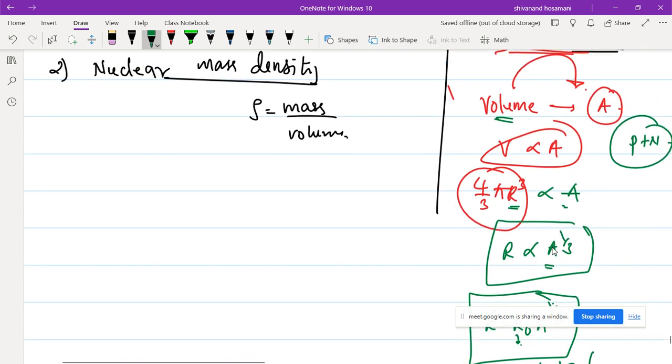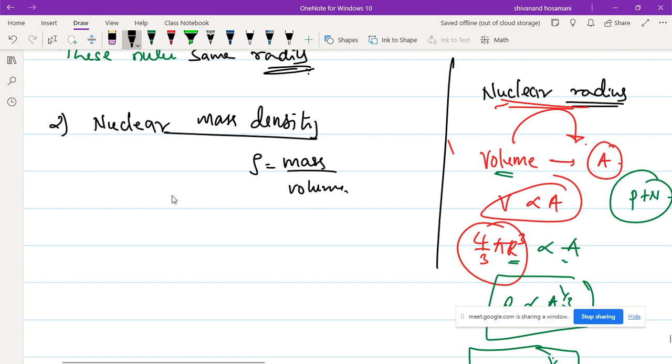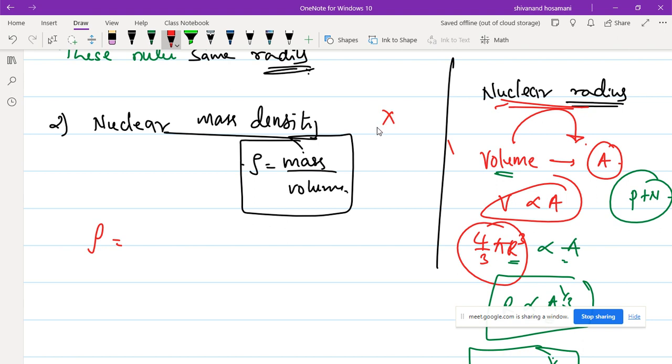Then nuclear density is defined as mass divided by volume, right? So if I define rho as the mass of the nucleus, take for example a nucleus X with atomic number Z and mass number A. The total mass is the number of protons plus the number of neutrons. So it is Z times the mass of the proton plus A minus Z times the mass of the neutron, divided by the volume of the nucleus.